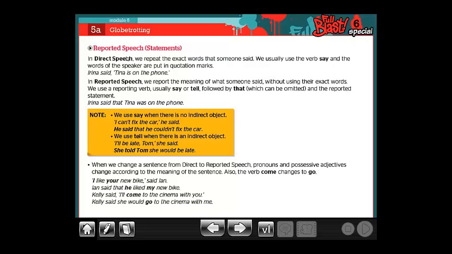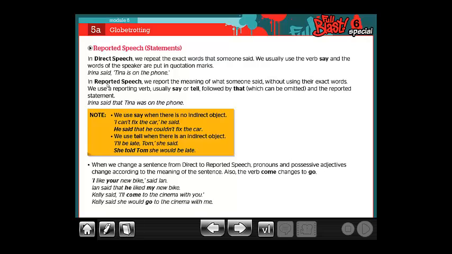In direct speech here, we repeat the exact words that someone said. We usually use the verb say, and the words of the speaker are put in quotation marks. Here, if this is direct, you see these quotation marks. The sentence will be between quotation marks.